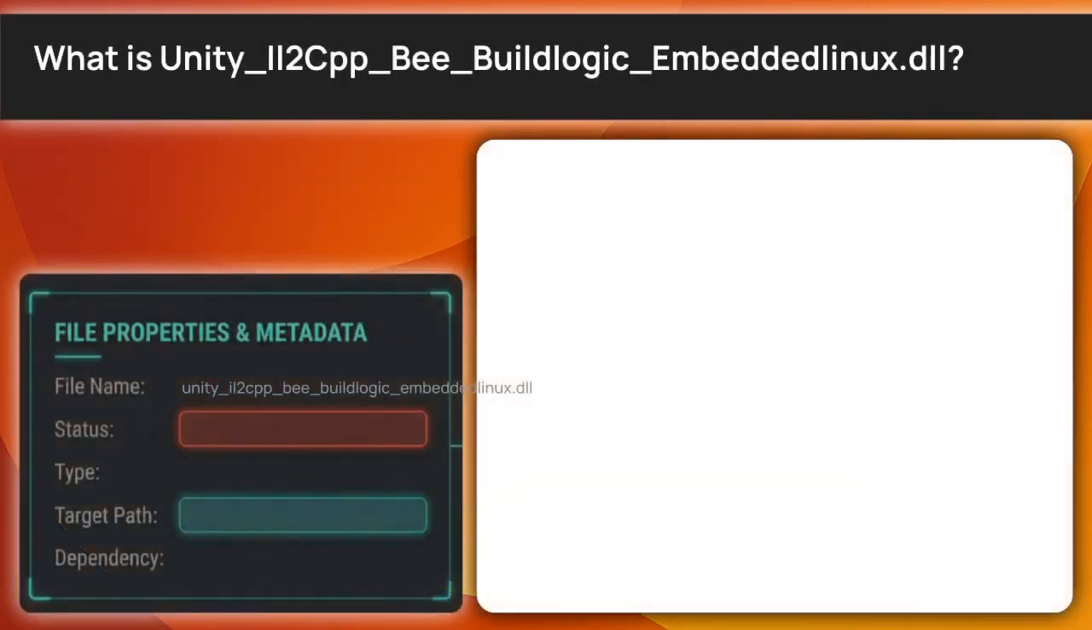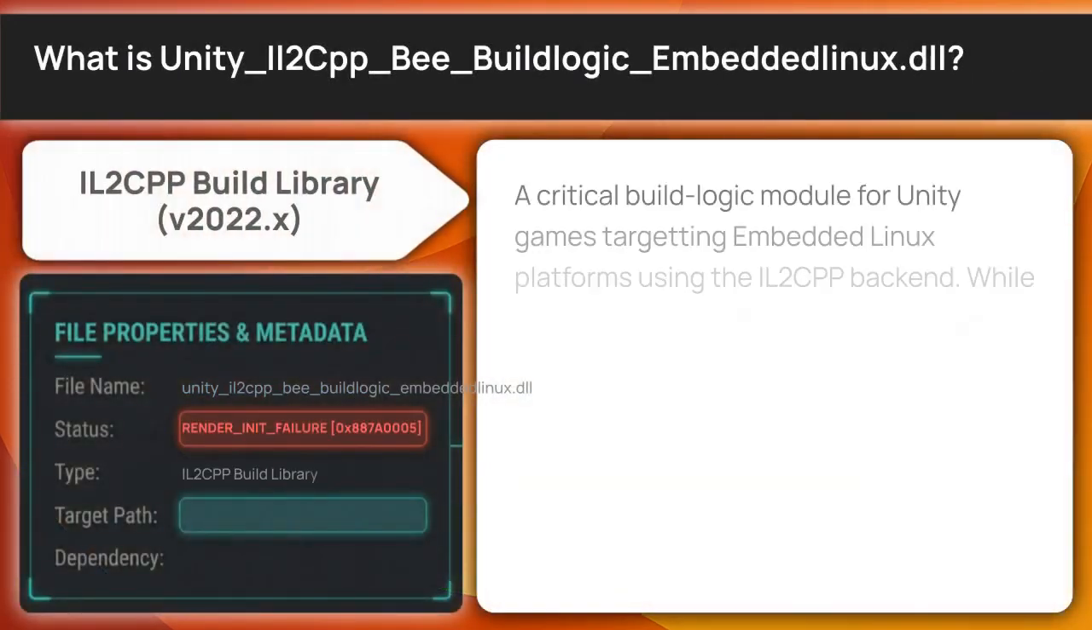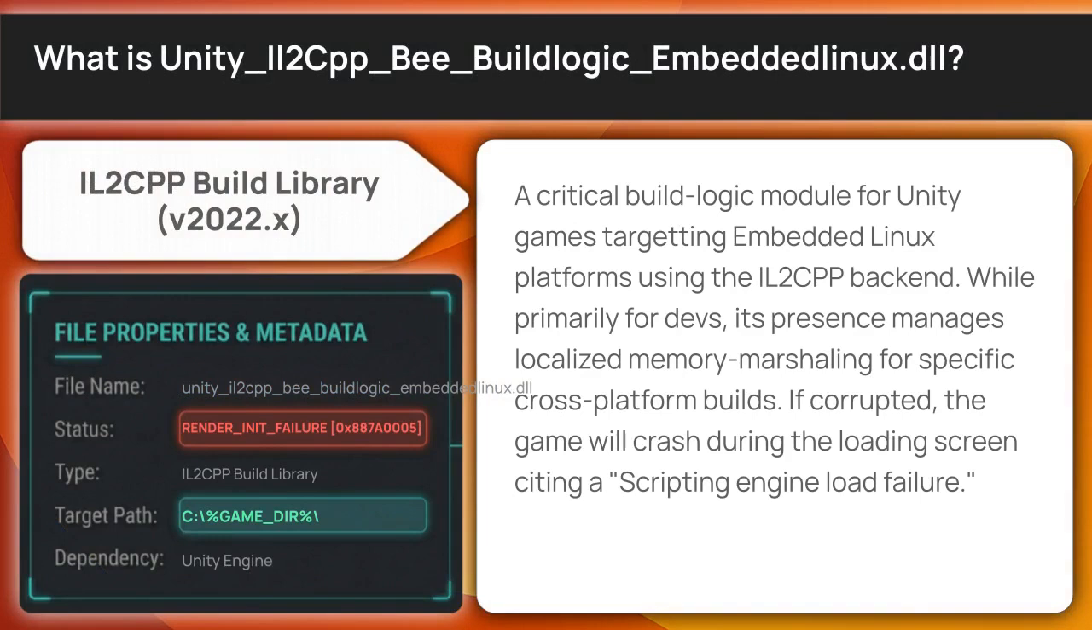This is the Unity IL2CPP Build Logic Embedded Linux, a critical build logic module for Unity games targeting embedded Linux platforms using the IL2CPP backend. While primarily for devs, its presence manages localized memory marshaling for specific cross-platform builds. If corrupted, the game will crash during the loading screen, citing a scripting engine load failure.